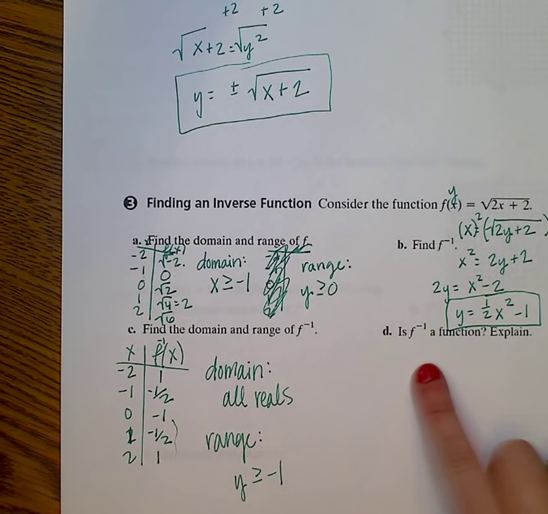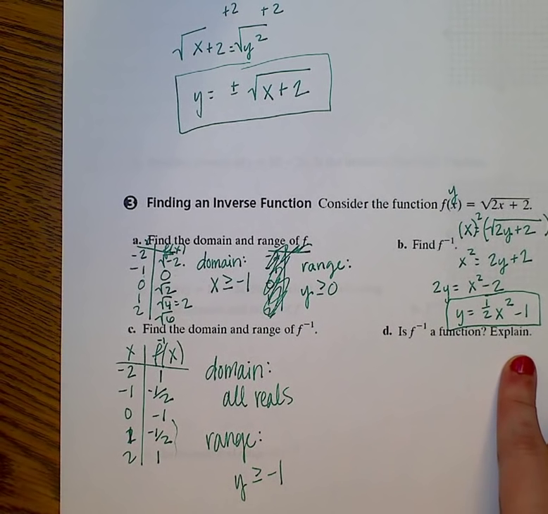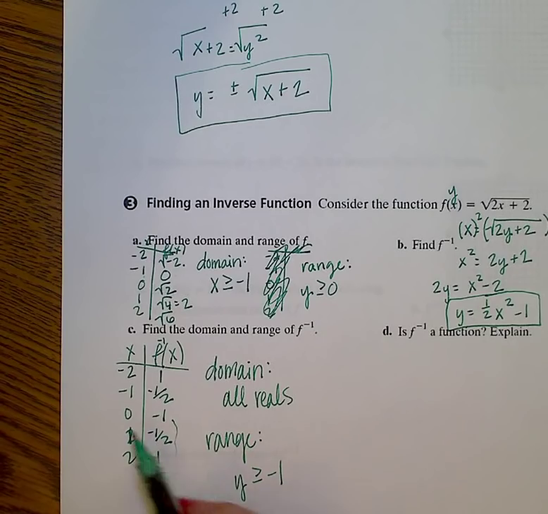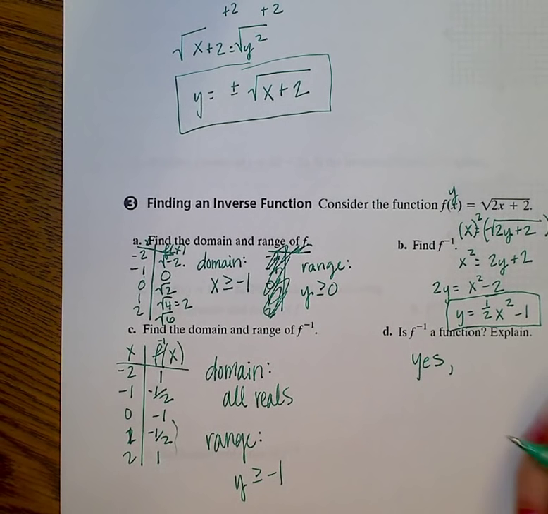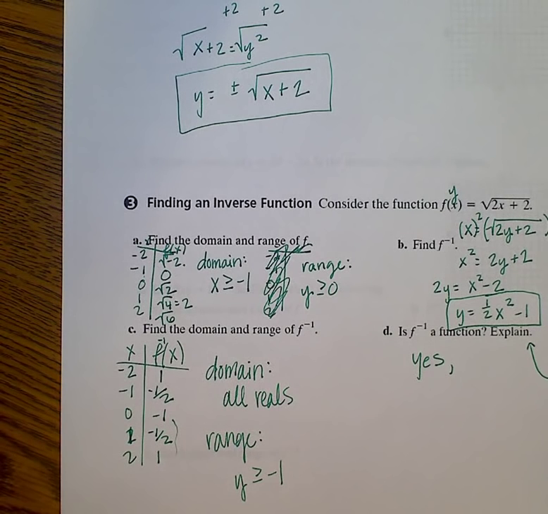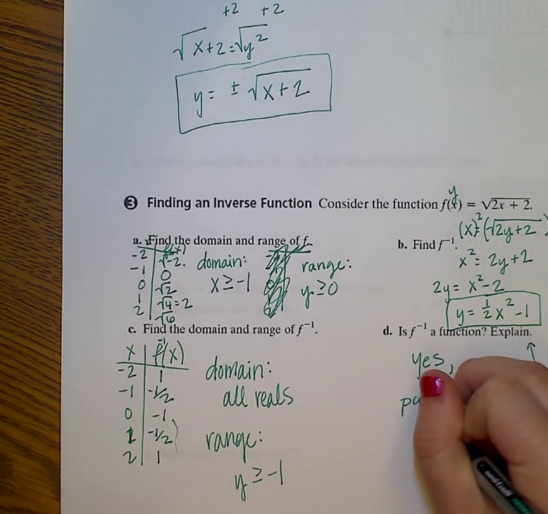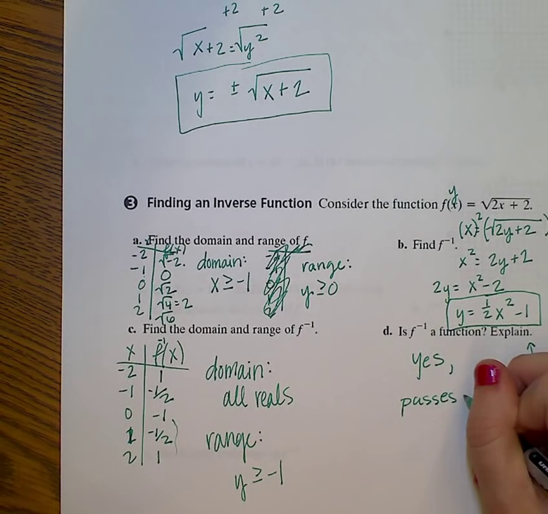Is this a function? So think about it on a graph. This is going to look like a nice quadratic. Every x is going to exactly 1 y. So yes, this is a function. If we graph this, it's going to be a nice quadratic, and it passes the vertical line test.